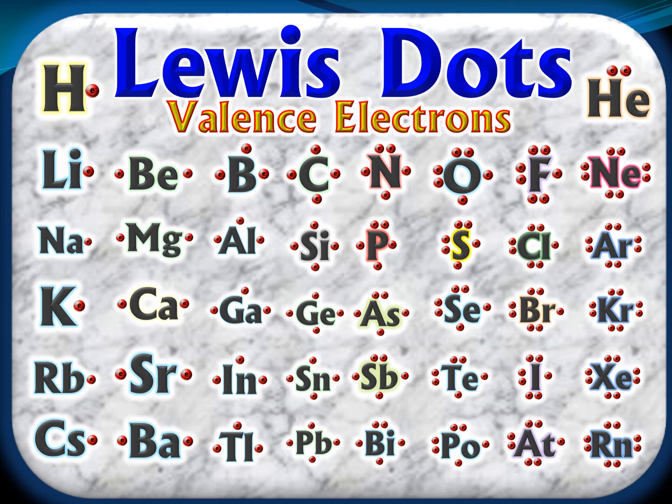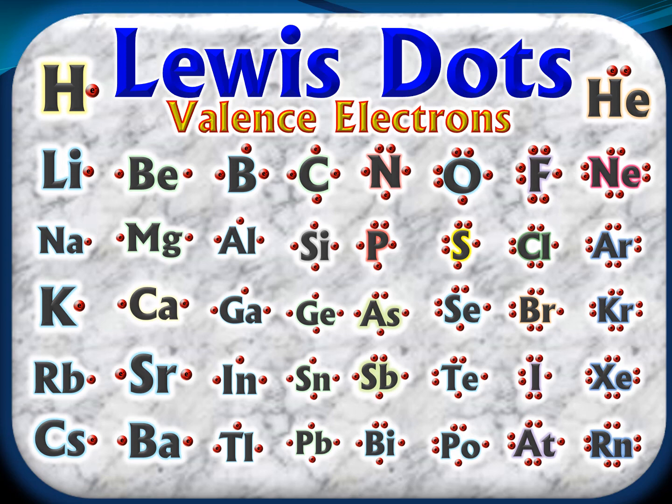Everything in the first column has 1. Everything in the second column has 2. Third column has 3. Fourth column has 4. Fifth column has 5, sixth column has 6, seventh column has 7, eighth column has 8, except for helium, which only has 2. Now, if you notice, helium has 2 electrons, those dots, put together. And if you look back at the beryllium column, which is called the alkaline earth metals, okay, they only have 2, but they're spread out on different sides. So that is important. That is the way that we show Lewis dots.